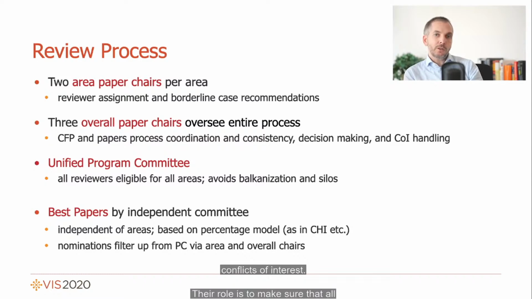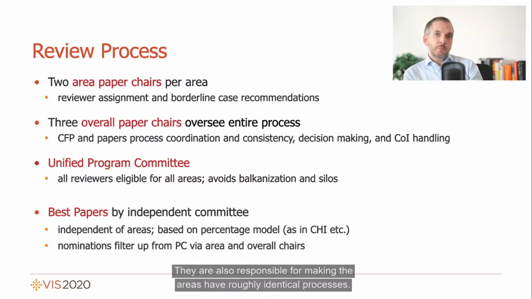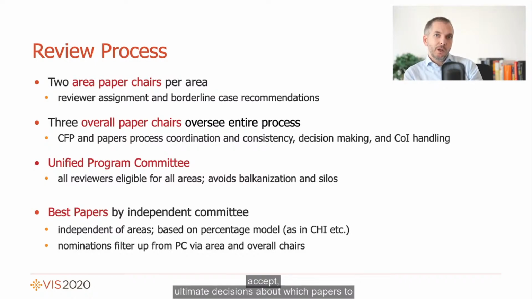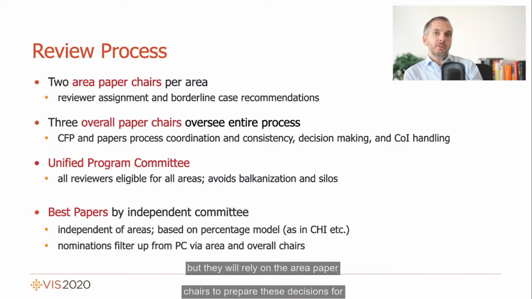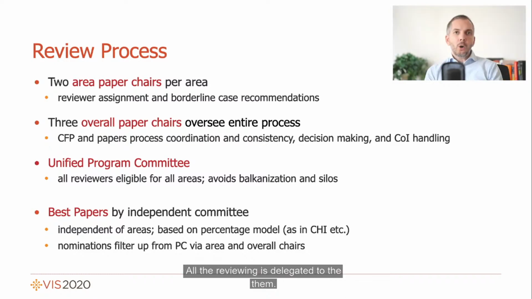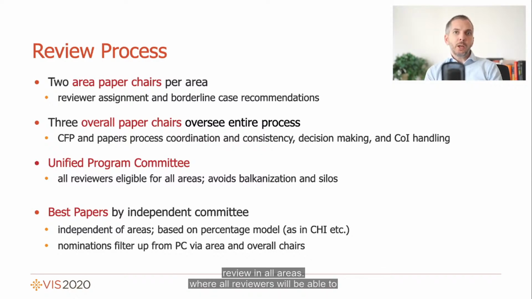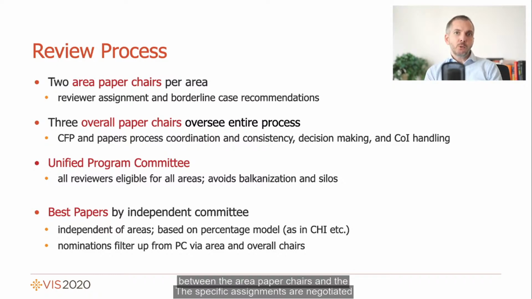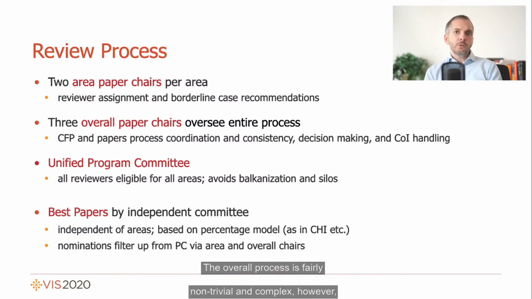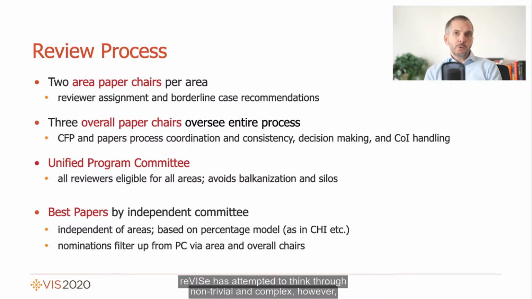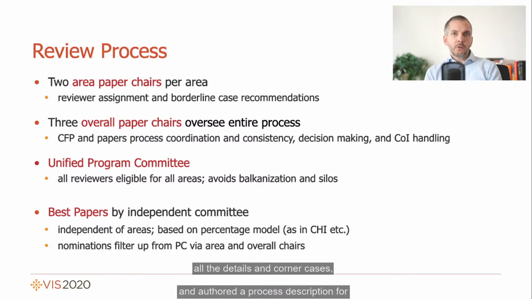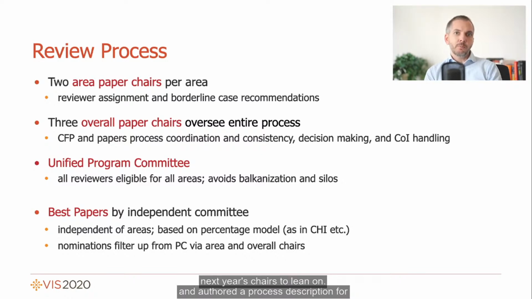So their role is to make sure that all areas have roughly identical processes. They are also responsible for making the ultimate decisions about which papers to accept, but they will rely on the area paper chairs to prepare these decisions for them. All the reviewing is delegated to the Unified Program Committee, where all reviewers will be able to review in all areas. The specific assignments are negotiated between the area paper chairs and the overall paper chairs in an attempt to achieve an optimal matching. The overall process is fairly non-trivial and complex. However, reVISe has attempted to think through all the details and corner cases and authored a process description for next year's chairs to lean on.